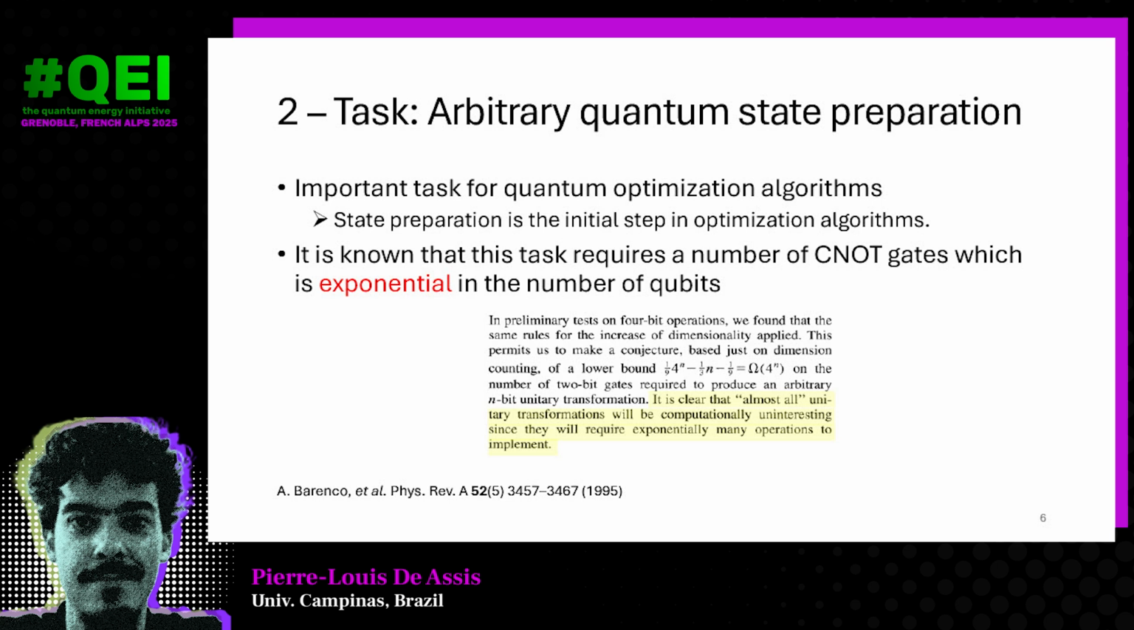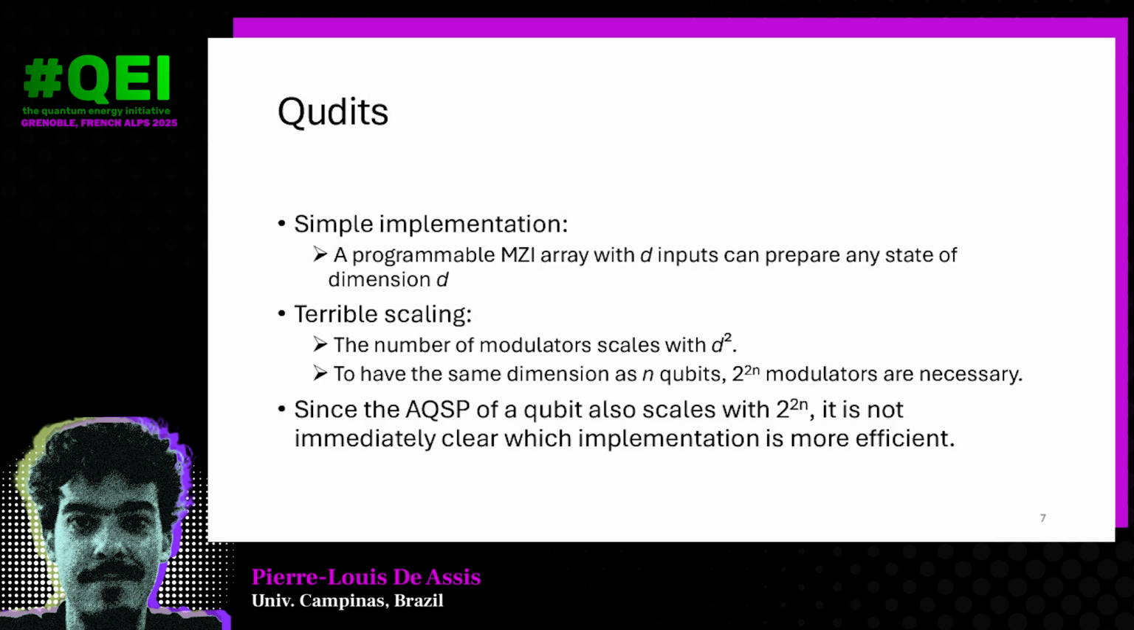But still, in many tasks you will want to prepare a given state, or preparing this state is part of your algorithm, so it's an interesting task to evaluate. For qubits, it's rather simple because, as I told you, the circuit will implement any unitary. You can program any unitary to it, and it will prepare the desired qubit state. But it doesn't really scale very well for qubits.